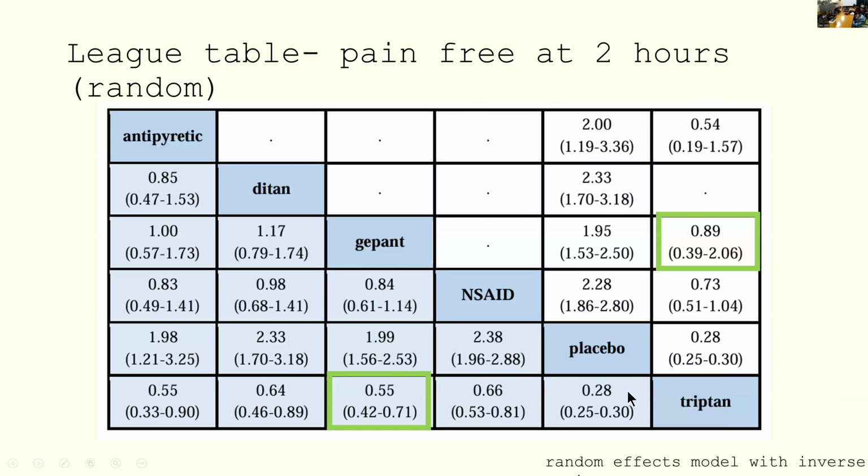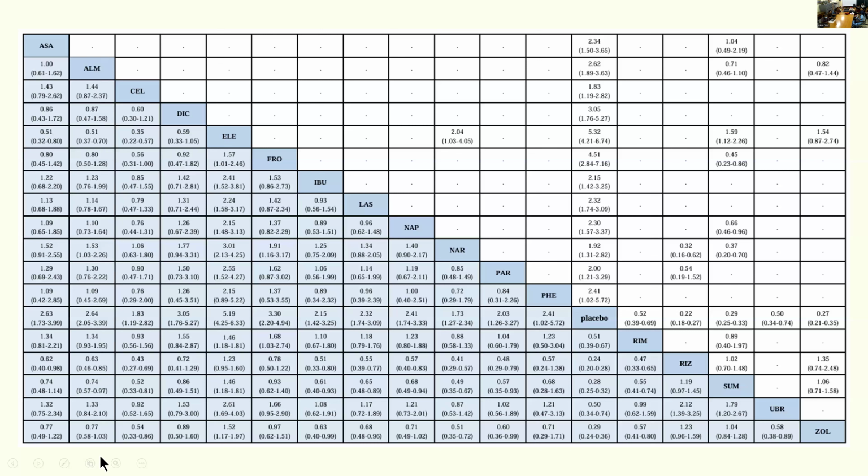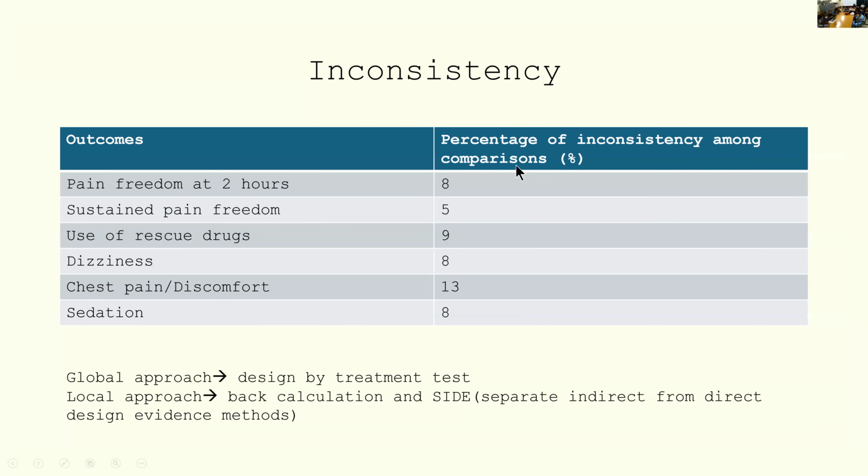But looking at GPAN versus triptans, the direct evidence is 0.89, but the indirect evidence is 0.5. So there is an inconsistency. And there's also inconsistency in NSAIDs versus triptans. 0.73 direct evidence, your indirect evidence is 0.66. They have also given it for every single drug. So overall, if you see, pain freedom at 2 hours, 8% of the comparisons were inconsistent. For sustained pain freedom, 5% of the comparisons were inconsistent.